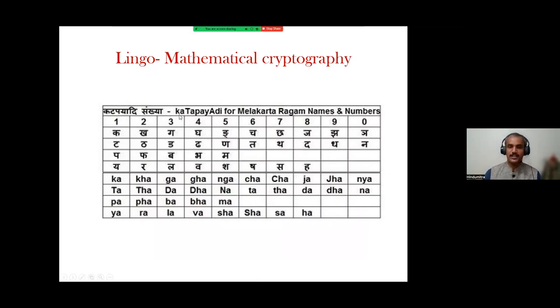Similarly, the technique which developed in the southern part of India is the Katapayadi system, which is used in Indian classical music in Melakartha, in finding the ragas, which is called the Melakartha system. So here the arrangement is a little different from ka kha ga gha nya and cha. The numbers are given this way, but ka ta pa ya all have number one. Kha tha pha ra all have two, and similarly the numbers ascend this way.